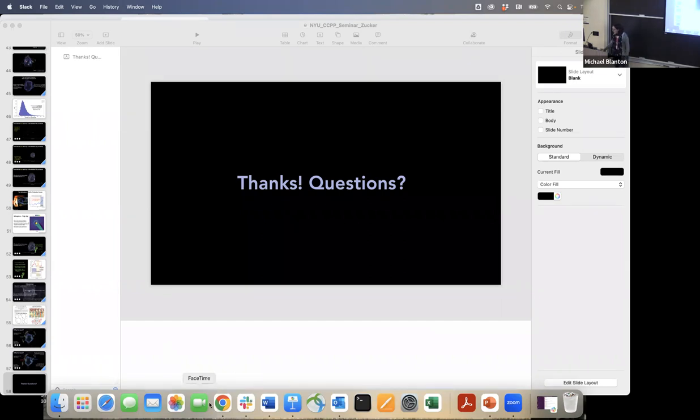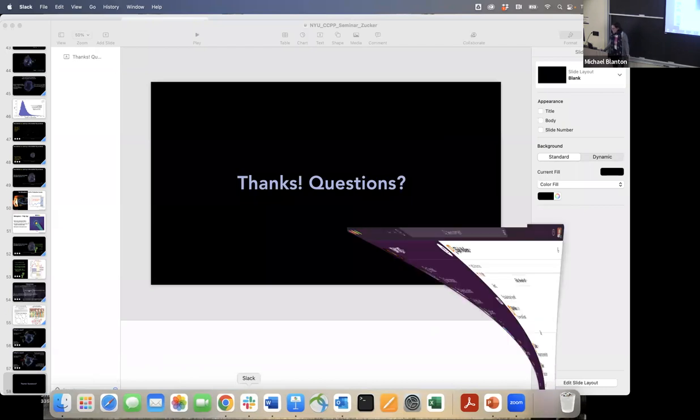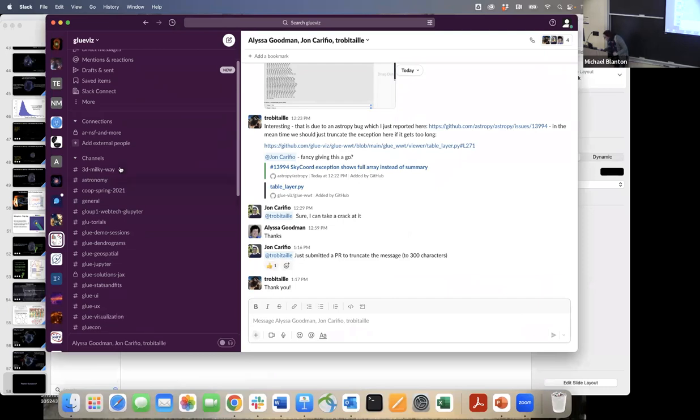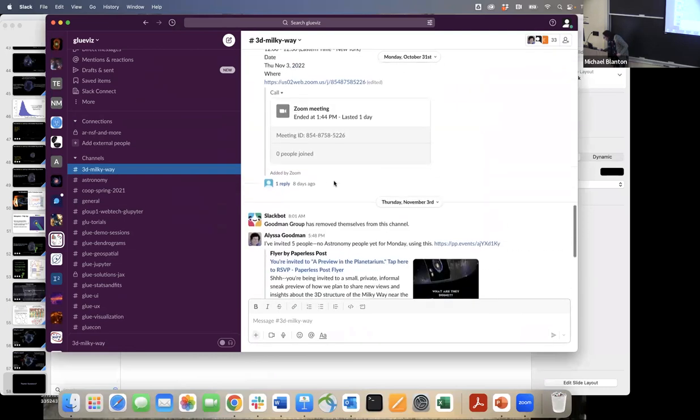It's on some Slack thread. I don't know how I'll send it to you. I'll have to find this paper. Yeah, I'll find it. I think it may be in 3D Milky Way.